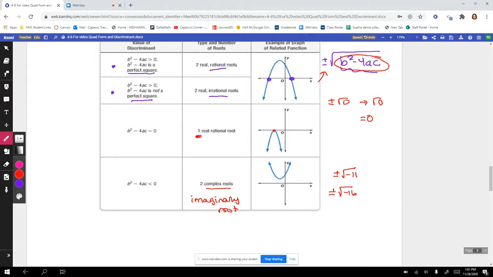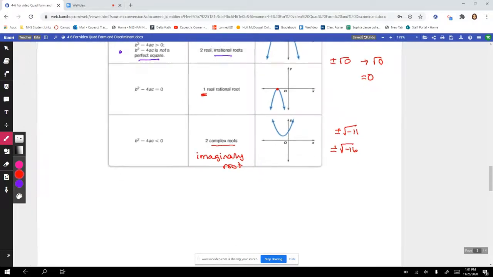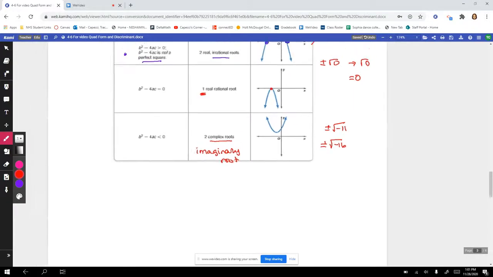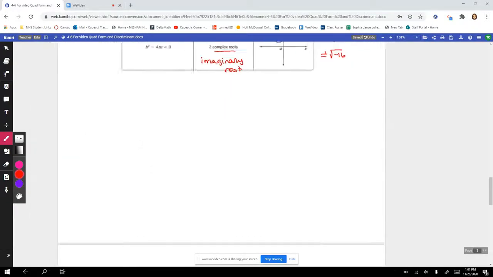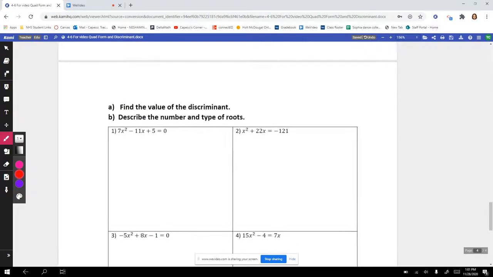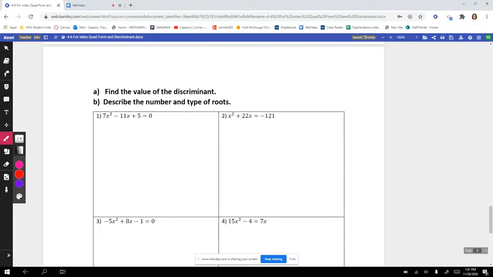If that radicand is negative, then it's going to be an imaginary root. Okay? So again, you'll have two of those. All right, so let's practice some. We're going to go back to this table that is going to help us. So you're going to find the discriminant, and then you're going to describe the number and type of roots, okay?